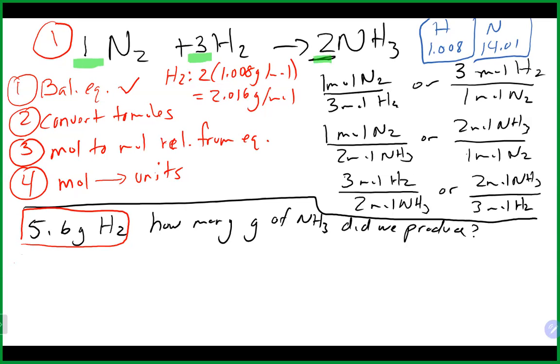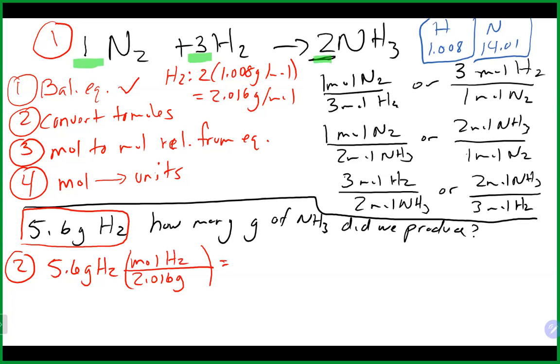So step number 2, we're going to take what they gave us, 5.6 grams of H2, using the molar mass from the periodic table. We will convert that into moles, which means grams need to go on the bottom and moles need to go up on top. That will give us 5.6 divided by 2.016. And if we get an answer here, we get something like 2.7778 moles of H2. Any questions so far?